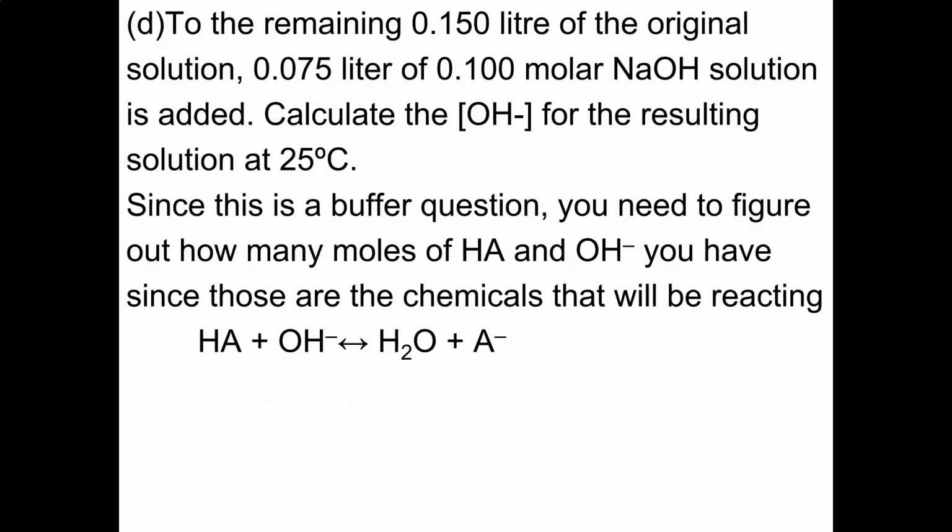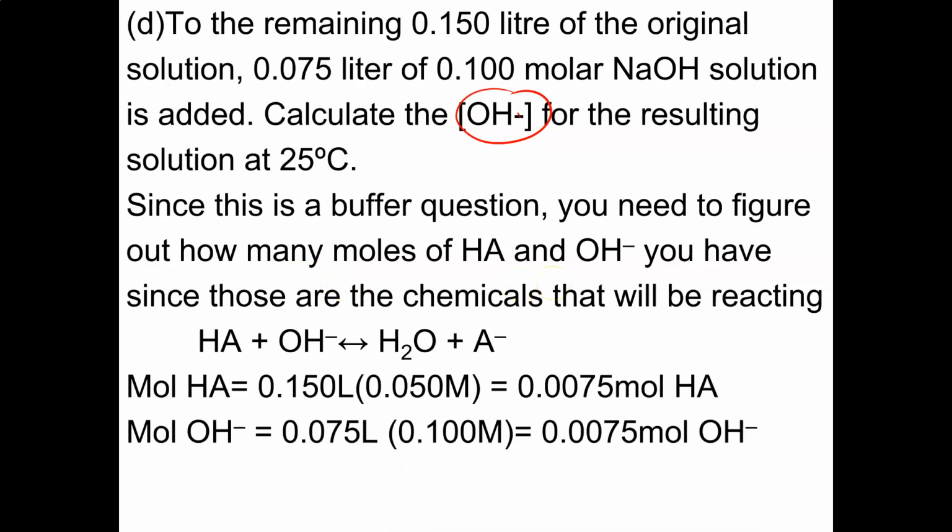So I'm going to write the reaction for a type 2. Why HA plus OH minus? Because I'm adding a base. So what does the base react with? The acid, the weak acid. So that's where the HA came from. So it produces that. I'm going to get my moles of everything.